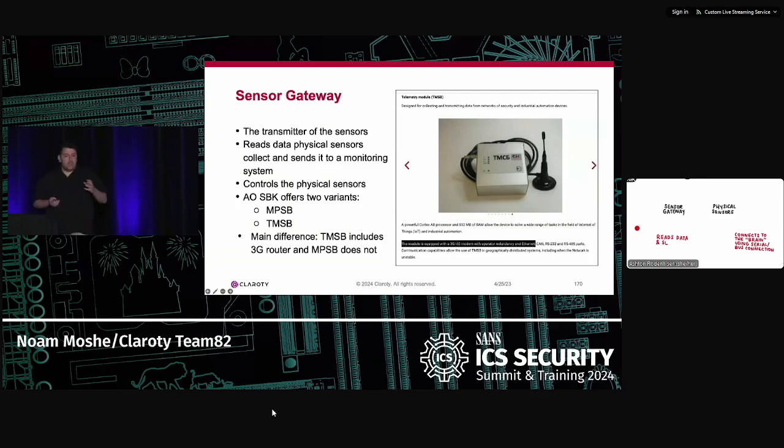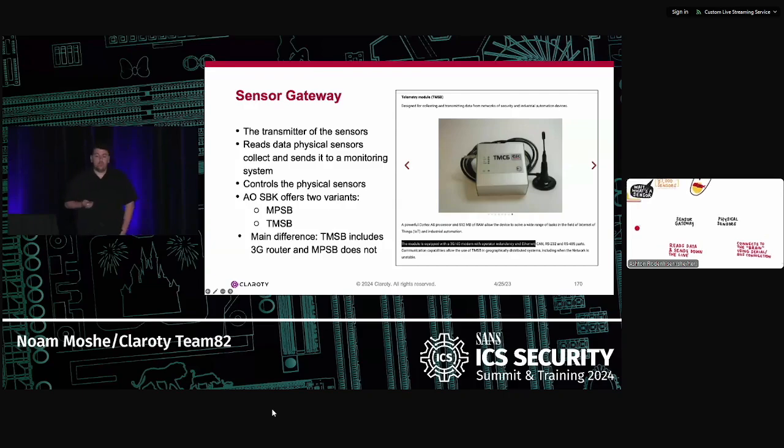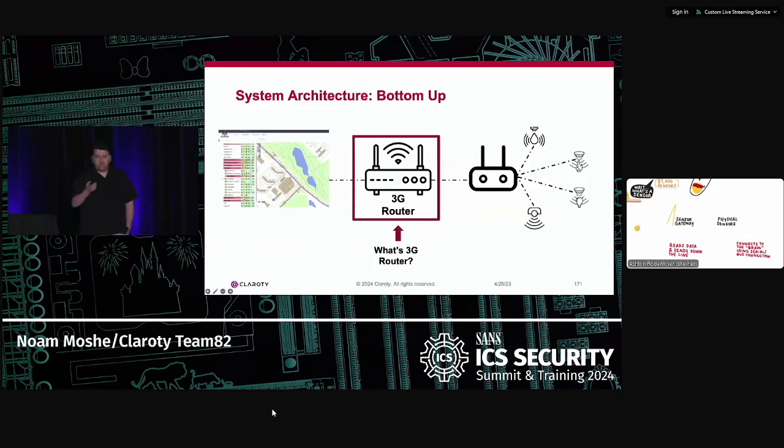Now, AOSBK actually offers two different models for this device, which we saw before in the platform. The whole purpose and the whole difference between these two models is whether or not they have a 3G router. Now, this is perfect because that comes next. After connecting to the sensors gateway, we have a 3G router.